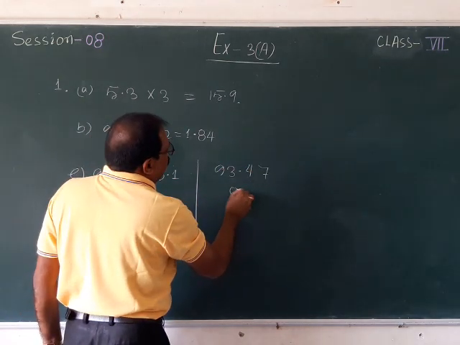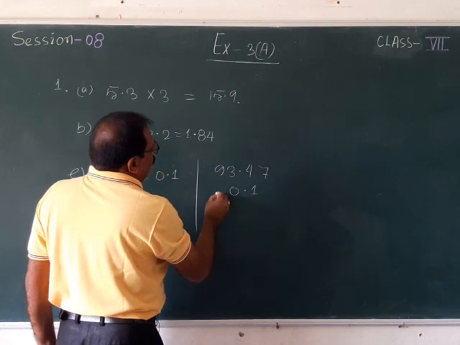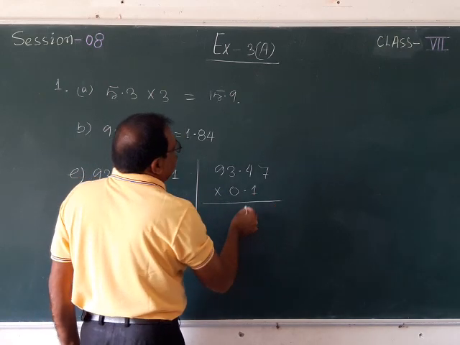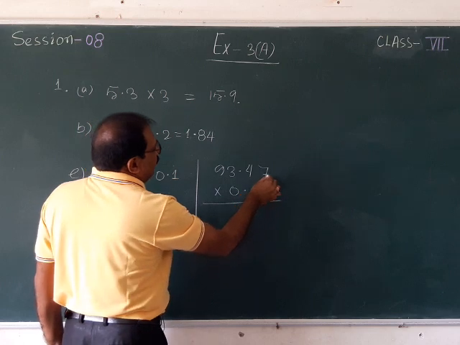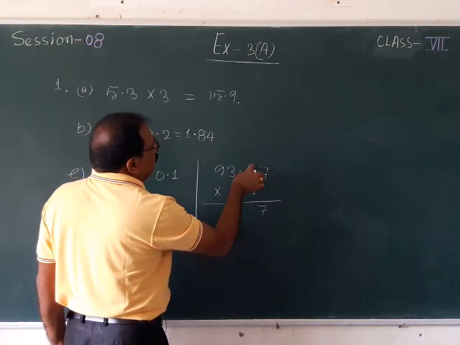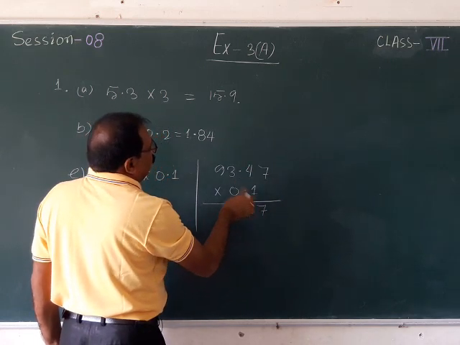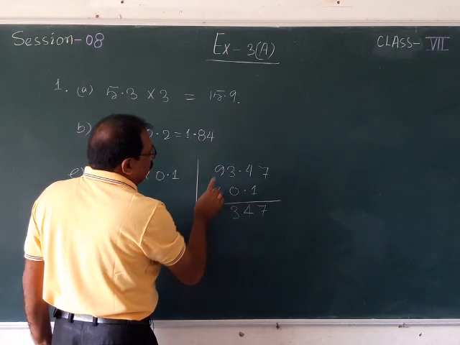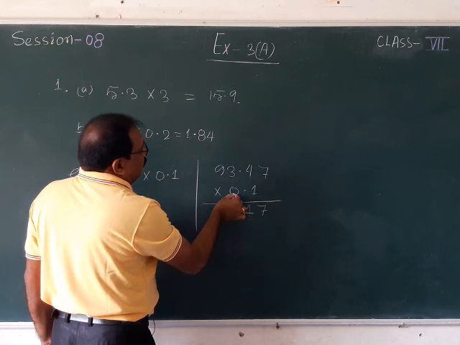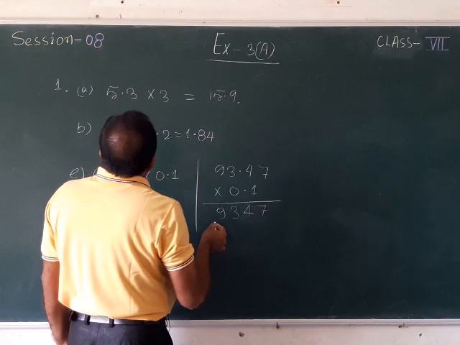93.47, and I am going to multiply it by 0.1. So just give the multiply sign, multiply it normally. 1 multiplied by 7 is 7, 1 into 4 is 4, 1 into 3 is 3, 1 into 9 is 9. Multiplying by this 0 is not compulsory.